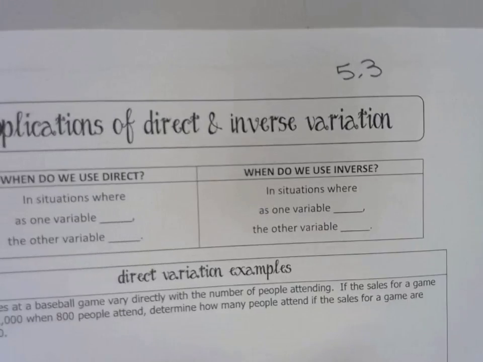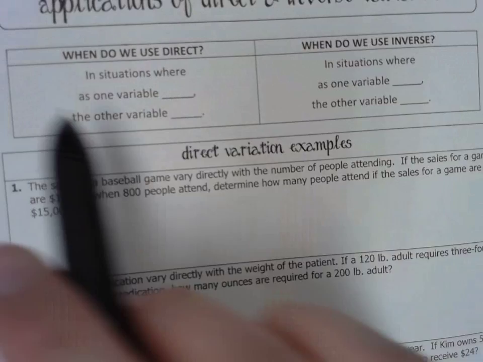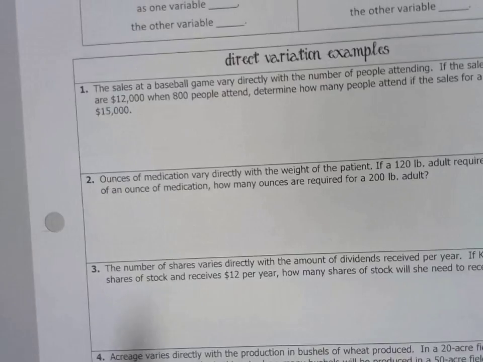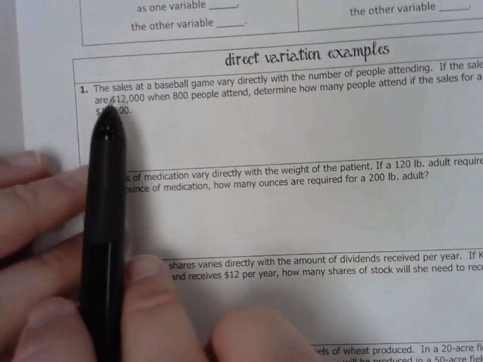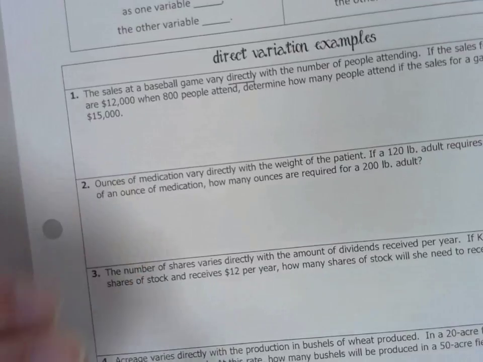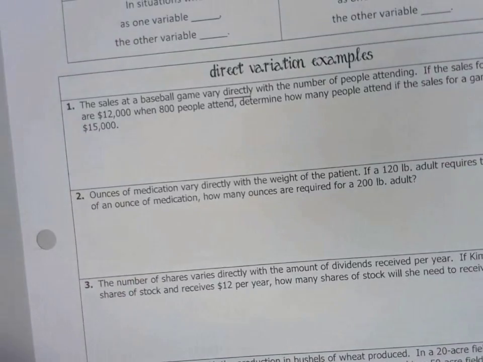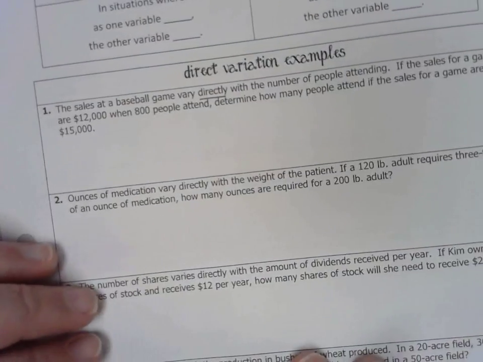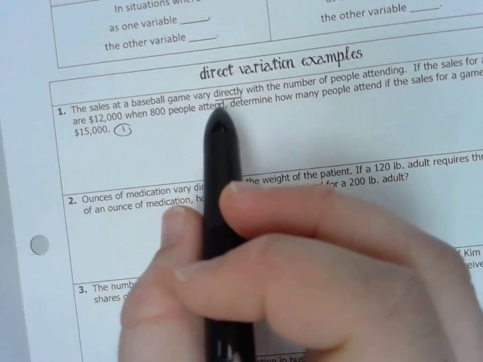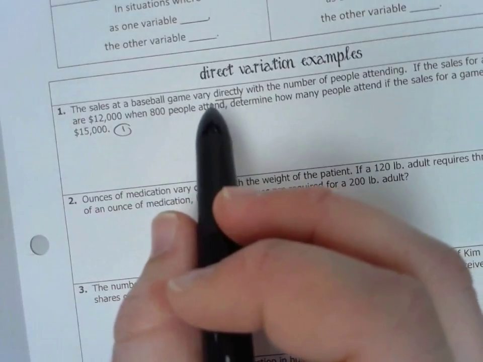Which equations to use. Okay? So I'm going to skip this top part because I think it's confusing. So we're just going to hop down to a couple. Any story problem I give you will say, if you read it, whether you're going to use direct or inverse. The sales at a baseball game vary directly with the number of people attending. If the sales for a game are 12,000 when 800 people attended, determine how many people attended if the sales for a game are 15,000. So they will always tell you right at the beginning whether you're using direct or inverse. It will literally tell you varies directly or varies inversely.